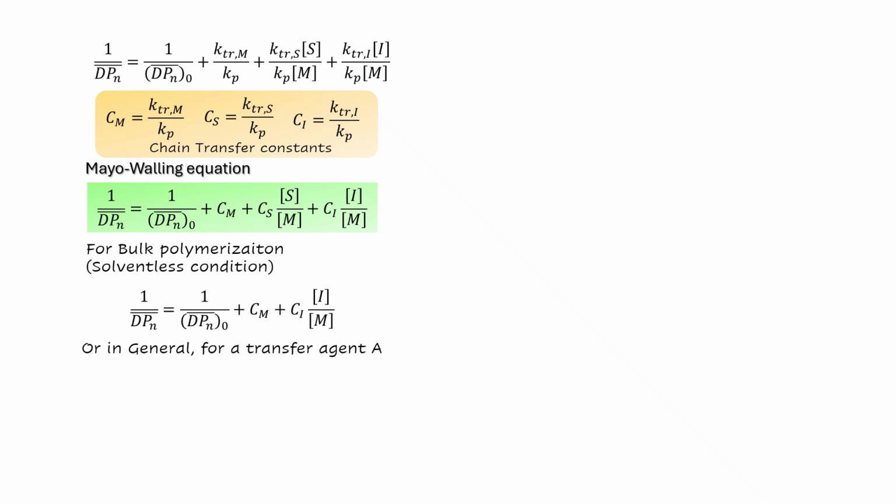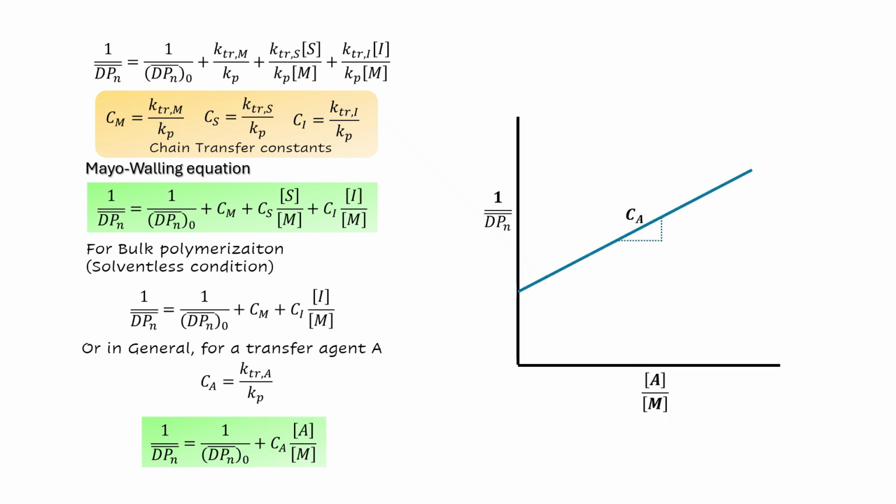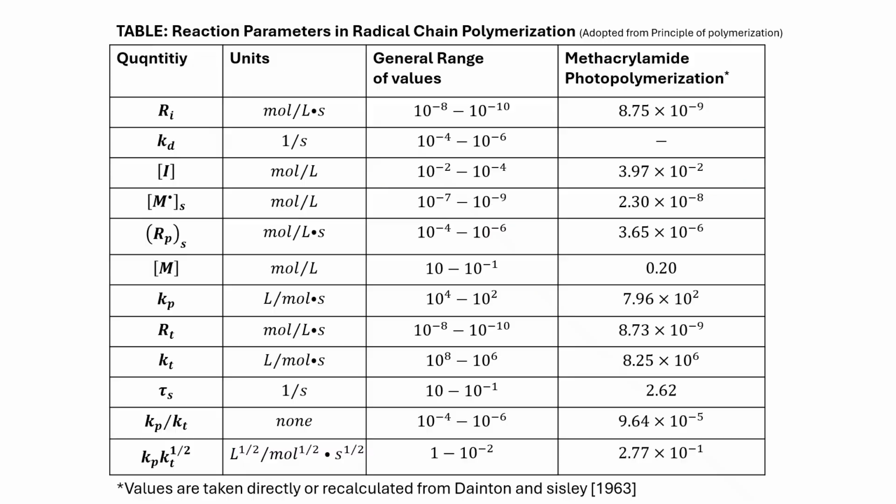For a specific transfer agent Ta, the Mayo-Walling equation can be written as shown here. This is an equation of a straight line. A plot of 1 over DPn versus Ta over M yields a line with a slope equal to the chain transfer constant. In the table, the values of various kinetic parameters such as concentration, rate and rate constants involved in the photopolymerization of methacrylamide, as well as the range of values generally encountered in radical polymerization, are given.